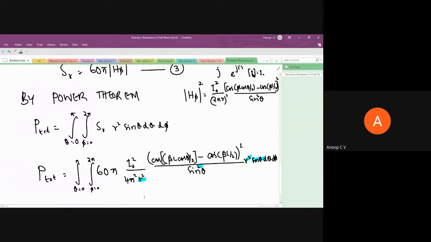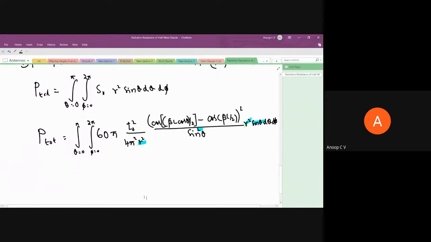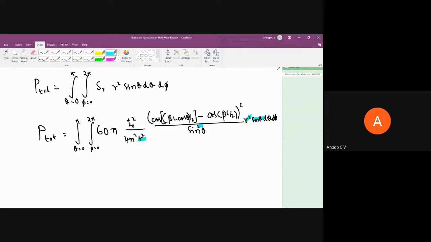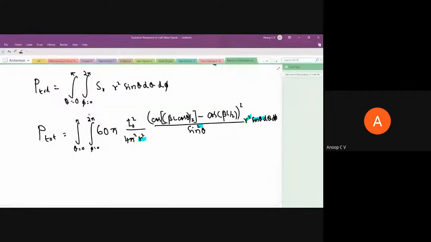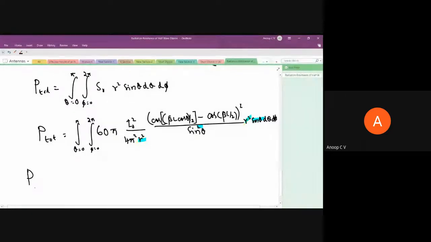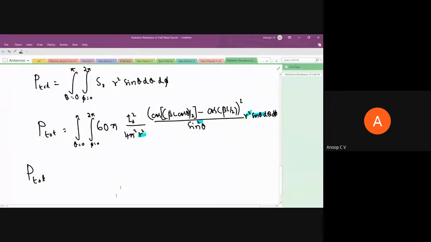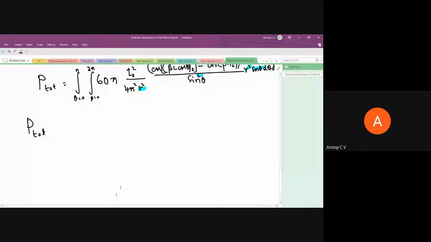Maybe we can rewrite it in your textbook. Actually, in the textbook they have written only this final expression. They have not mentioned how it came. But it's okay. So this P total will become, let me just write, I think I should just scroll down a bit.